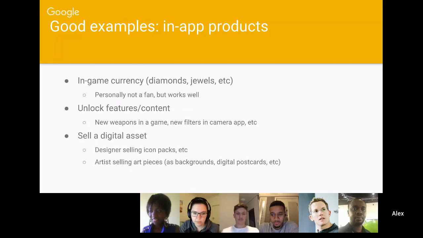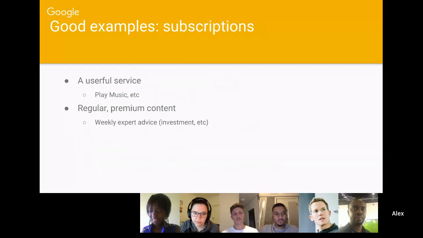Another approach, as both Daria and Rebecca mentioned, is unlocking features or content. So that could be new weapons in a game, or new filters in a camera app, or even sheet notes. The other option is to sell a digital asset. An example of this might be a designer or an artist, where they might have a showcase app that shows off their icon packs and art, and they can actually sell that to customers who can buy those icon packs directly in the app. If we move on to subscriptions, I think Nick might have a good idea of what some good examples are here.